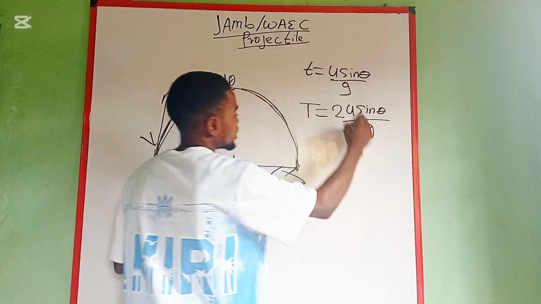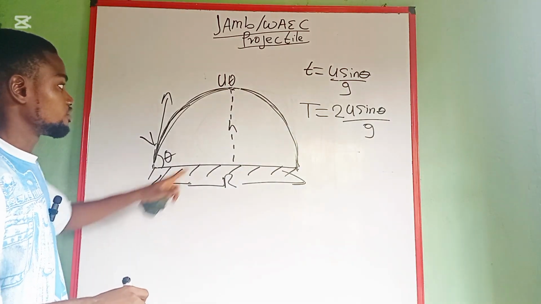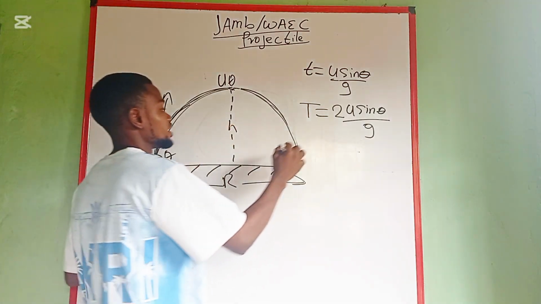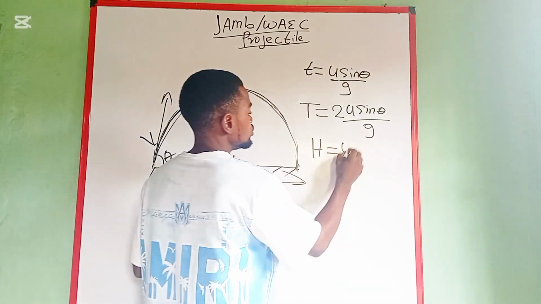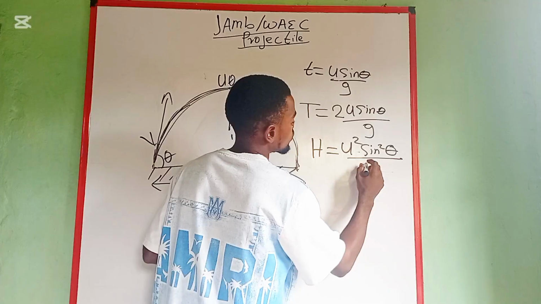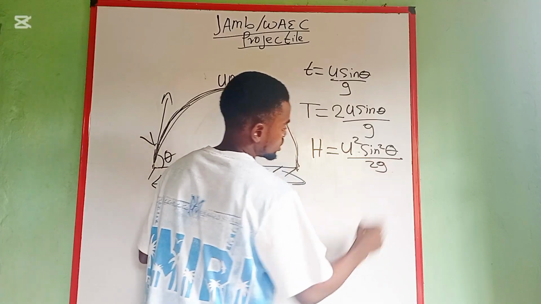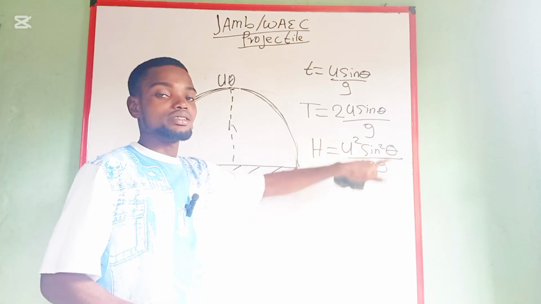theta over g. And the other formula you need to know is the formula for the maximum height. Now the maximum height is given by u square sine square theta over 2g. Now, what do we mean by sine square theta? Most of them find it difficult.